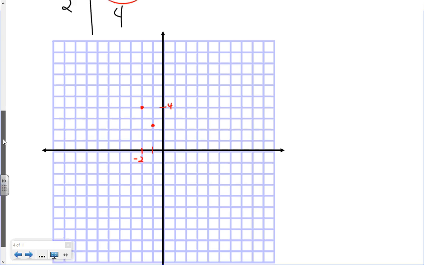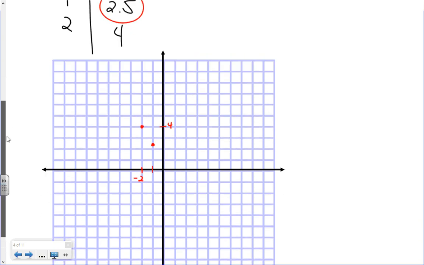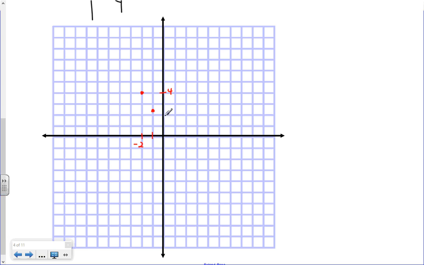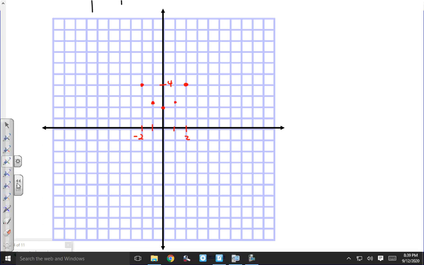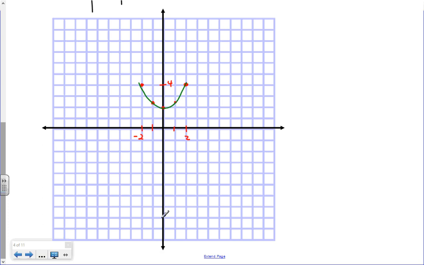And at 0, we had a value of 2. 0, 2. And 1 and 2.5. And the last one was at 2, we're back up at 4. And it said to connect these with a nice smooth curve here, so I'll draw a little line that goes through here. Something like that. All right, to plot the 5 points, connect the points with a smooth curve.